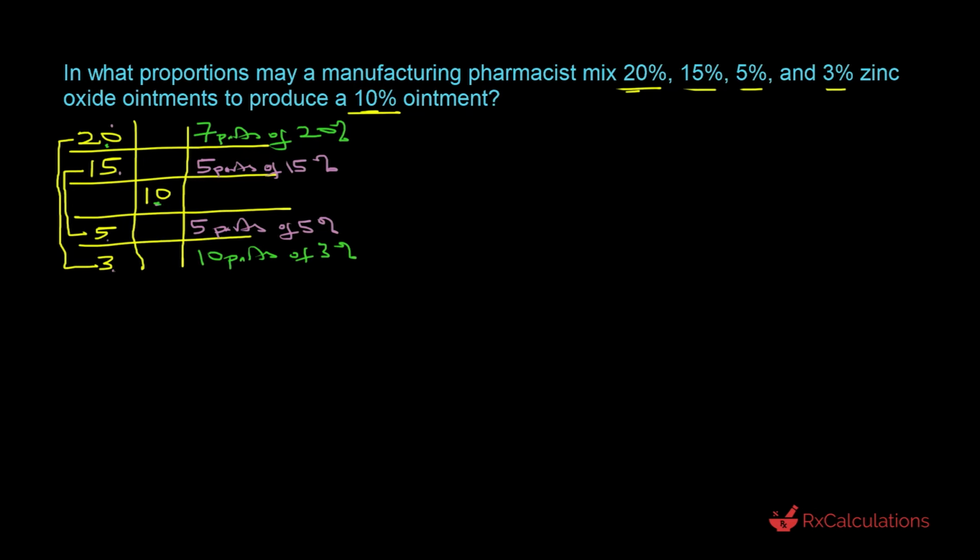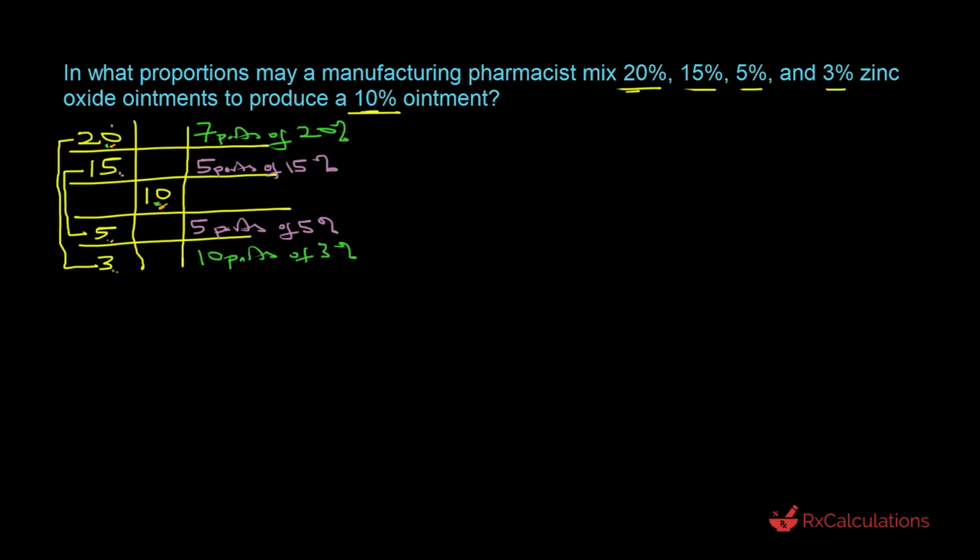So one way to process what is going on right here for the 4 component system is as though you are using the alligation method for 2 components, but you are doing it twice in this setup. So you take the 15 and the 5 and then the 10, and then you do the 20, the 10, and then the 3. And that gives you this setup right here.